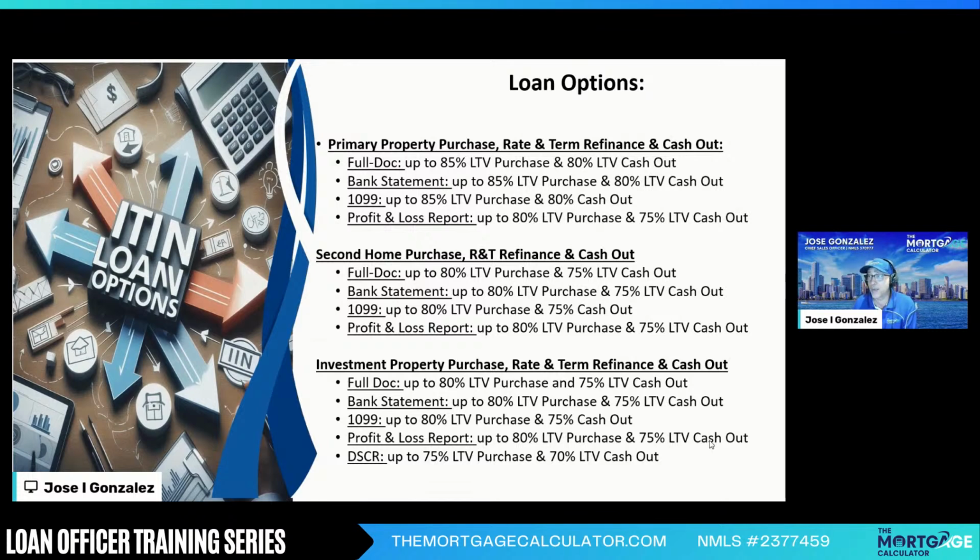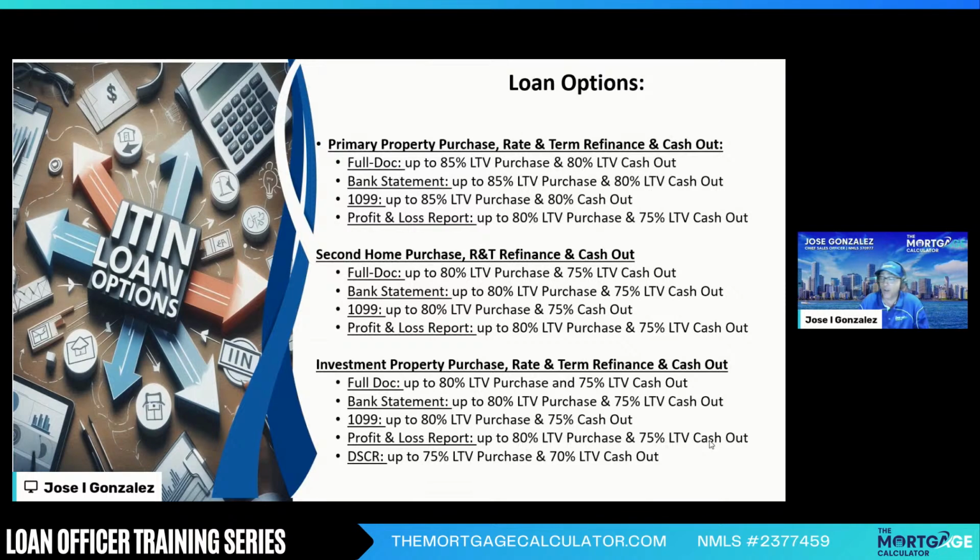Now, if it's a second home, as you would expect, LTVs are going to drop a little bit. So LTVs do drop by 5% on the full doc, bank statement and 1099 option. The LTVs stay the same for the profit and loss option because it's already at 80 and 75%, which is lower than the other two to begin with. Investment properties, this is where we see some amazing improvements over what may have been available 6 months to a year ago.